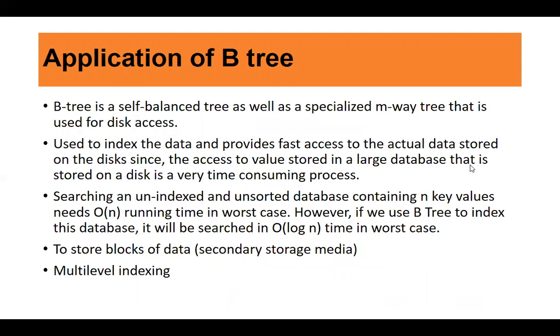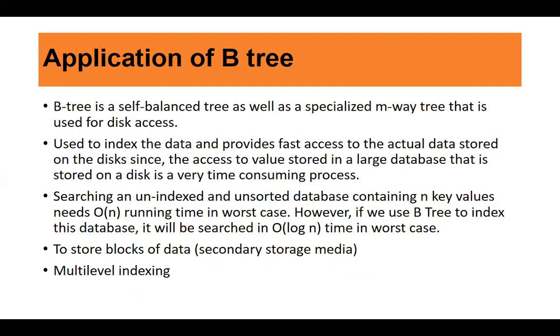Now what are the applications of B tree? A B tree is a self-balanced tree as well as a specialized M-way tree that is used for disk access. Remember, this is really important. This is what we use for secondary or database indexing. It is used to index the data and provides fast access to the actual data stored on the disk, since access to values stored in a large database on a disk is a very time consuming process because you read blocks of memory.